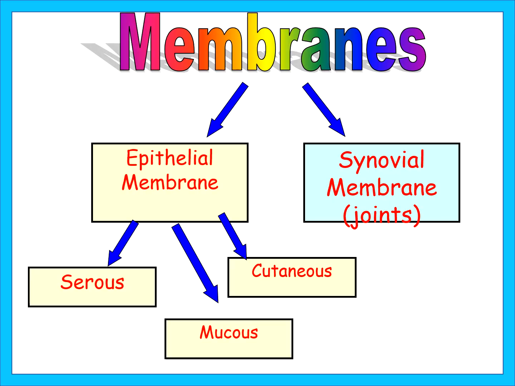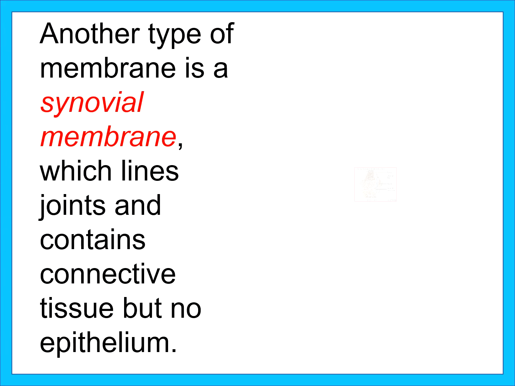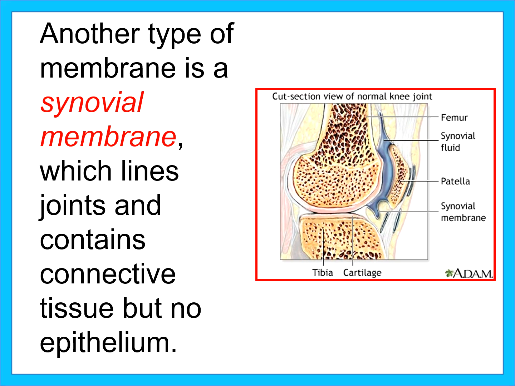My brain works in flowcharts. So when we're looking at these membranes, we can classify them as two types. They're either an epithelial membrane, where we have the serous, mucous, and cutaneous. And then there are synovial membranes, which we're going to find in our joints. So the synovial membranes will line the joints and they contain connective tissue, but this type does not contain any epithelial tissue.